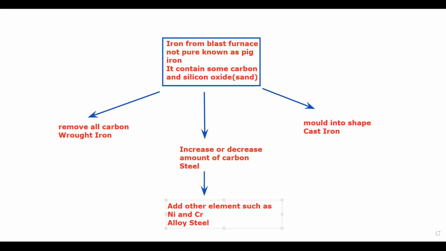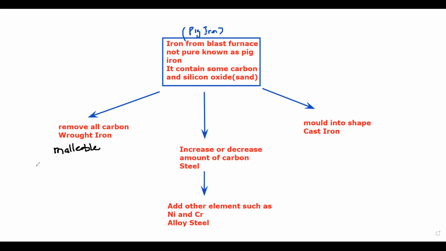So the iron which we extract from the blast furnace, it's not a pure iron, that is known as the pig iron. And this pig iron, if we remove all of the carbon, like there is no carbon, then it becomes a wrought iron. Wrought iron is a pure iron and pure metals are highly malleable, so wrought iron will be malleable. Malleable means we can hammer into shape.